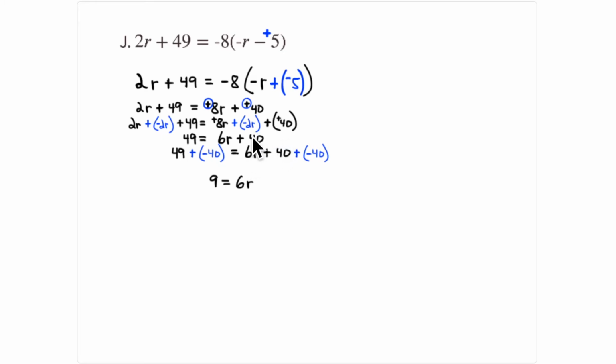So now I need to get rid of the 40 because that's on the same side as the variable, so I'm going to add a negative 40. So 40 plus negative 40 becomes 0. 49 plus negative 40 equals 9. And so I need to get rid of this coefficient.